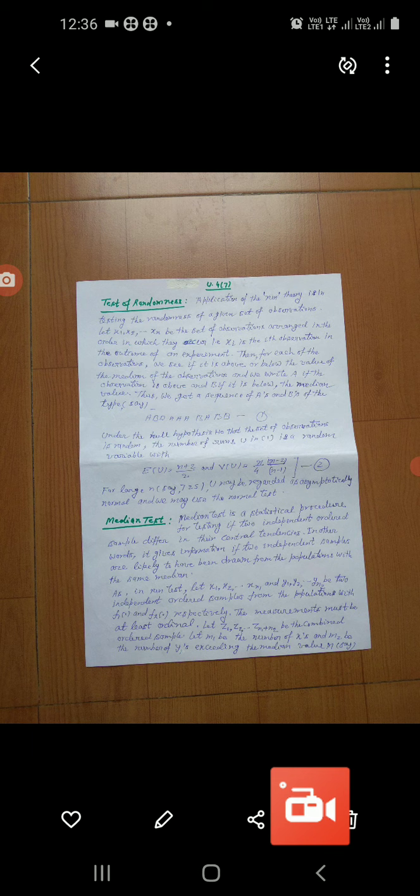Today we will discuss the test of randomness and the median test. These two topics we will discuss today, and this is very important for you. And these both topics are very simple.